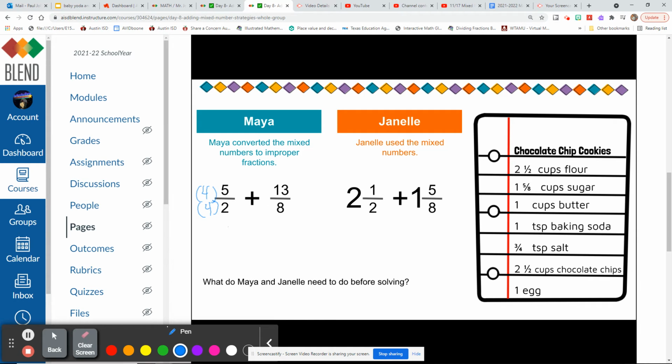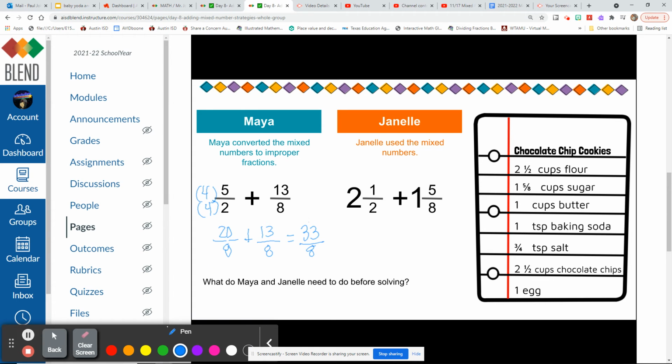So let's rewrite this fraction. 4 times 5 is 20. 4 times 2 is 8. Excuse me. And then we're going to add 13/8, which is going to give us 33/8. So 33/8, that's quite the improper fraction. So we do need to simplify this one.